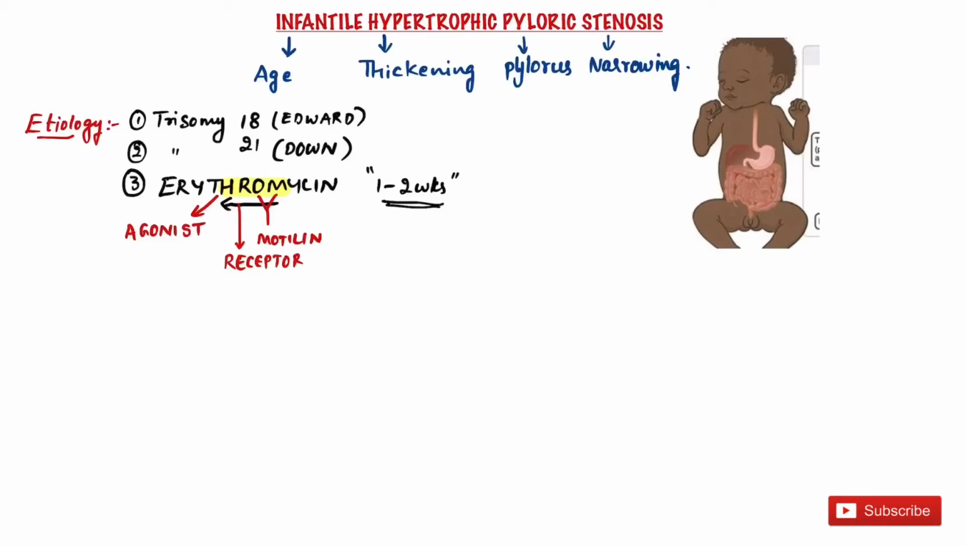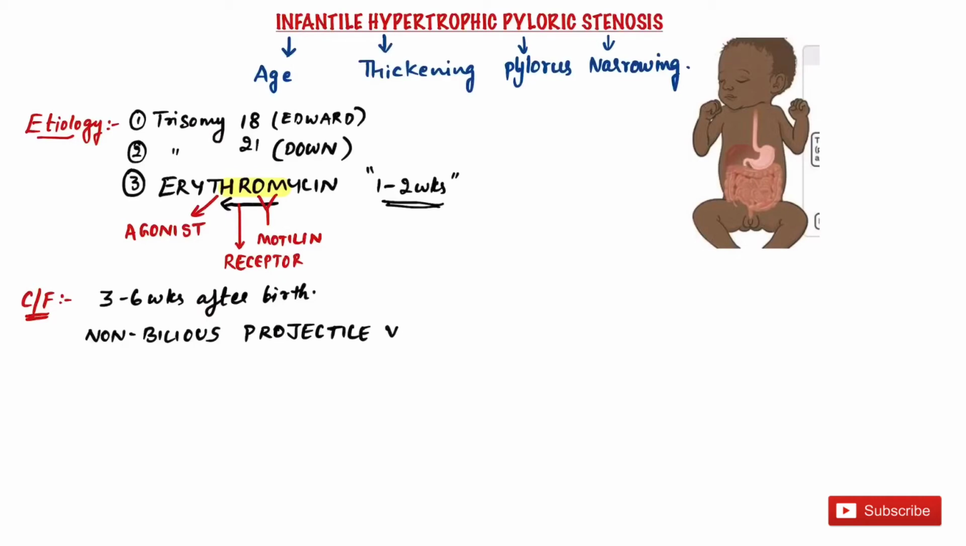And the next point is the clinical features. The clinical features usually appear in the 3 to 6 weeks of life after birth. These are newly occurring symptoms such as non-bilious projectile vomiting. In the starting, I explained that due to the narrowing of the pylorus, the food gets accumulated in the stomach, and hence there is an emetic action, and it is projectile in nature.